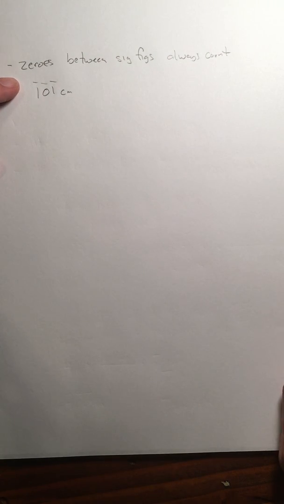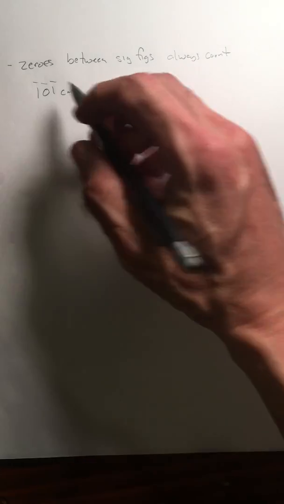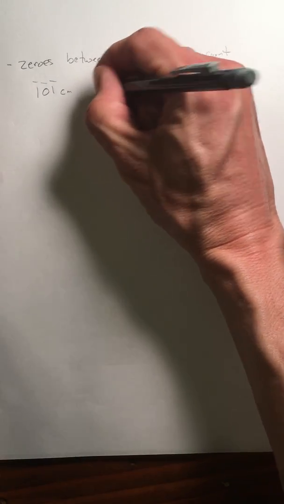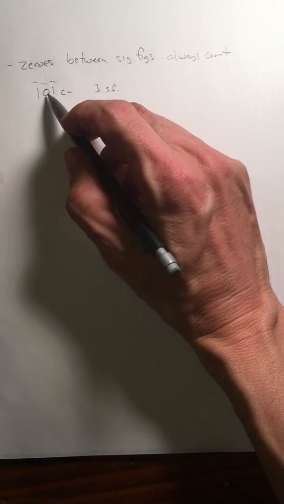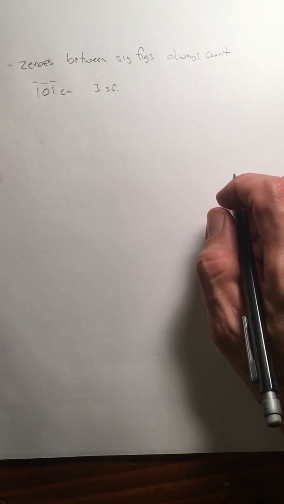And what we're essentially saying is if I measured the hundreds place and I measured the ones place, certainly I know the tens place also. And in this case, it just happens to be 0. So that is a measured value. So this would have 3 sig figs. Okay, this 0 is not just a placeholder, it's actually a measured value.